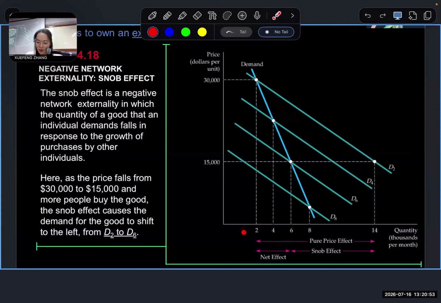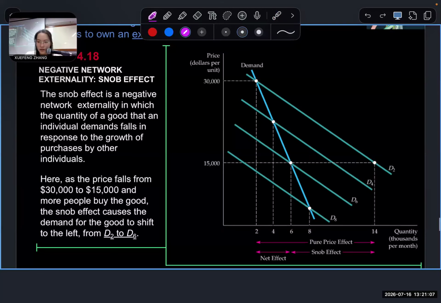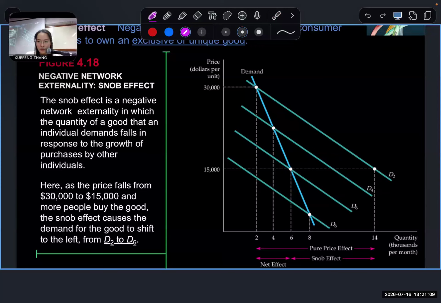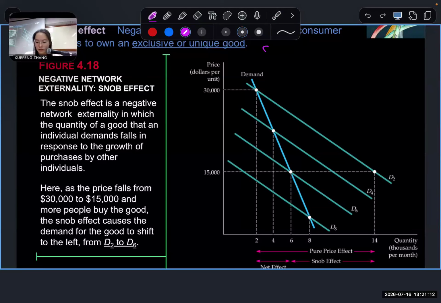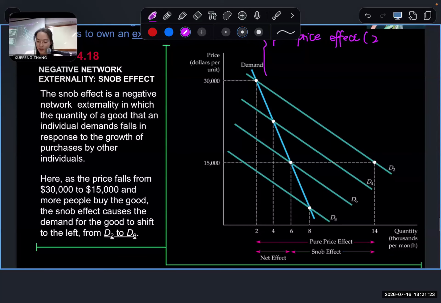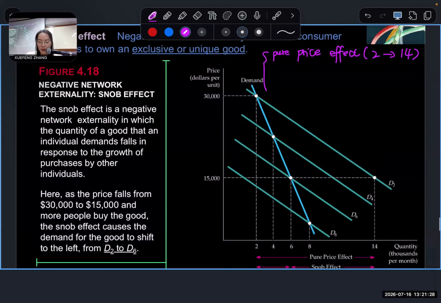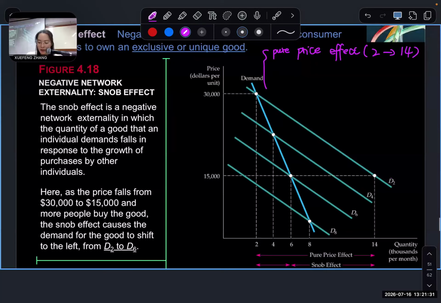From 2 units to 14 units. Okay, this is the pure price effect because you are on the demand curve, which is D2, right? D2, okay? So the pure price effect is from 2 units to 14 units. This is the pure price effect, okay? And it's on demand curve, which is D2.